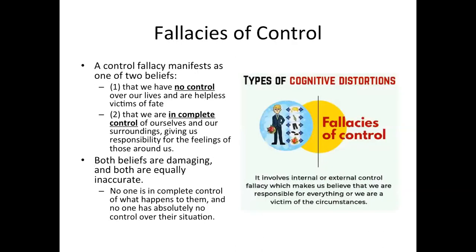Now, this is pretty cool. Fallacies of control. So there are two kinds of fallacies of control. A person may feel helpless, right, where they believe that they have absolutely no control, or they believe that they have 100% control over an outcome. But whether it's you have no control or complete control, that's damaging, right? Because we rarely have 100% control over our situation.